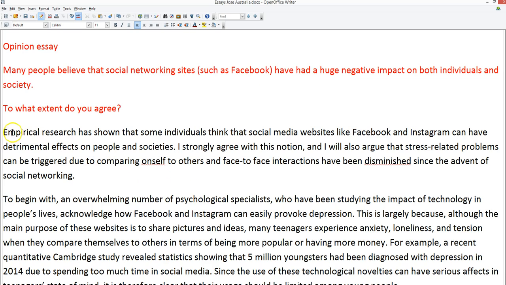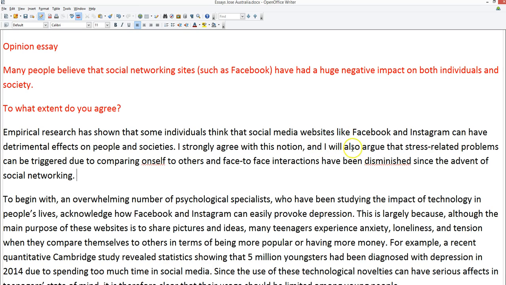But still, empirical research has shown, well, it doesn't say anything about that. Empirical research, it doesn't mention that. Okay, so what it should say is something like, some individuals think that social media can have detrimental effects. That's good. Clear opinion. Now this one's better.